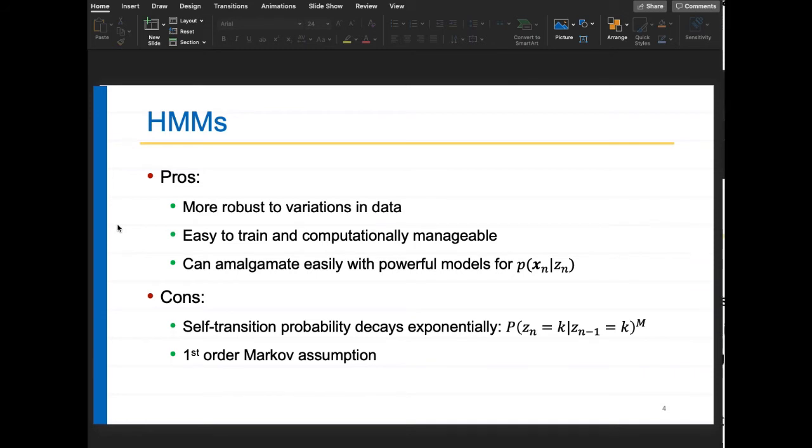HMMs came into speech recognition in about the 1970s or 80s, I don't remember which. From that time on, even after deep learning has come, today, almost 2020, HMMs are still the most popular. It is remarkable. It has survived so long.